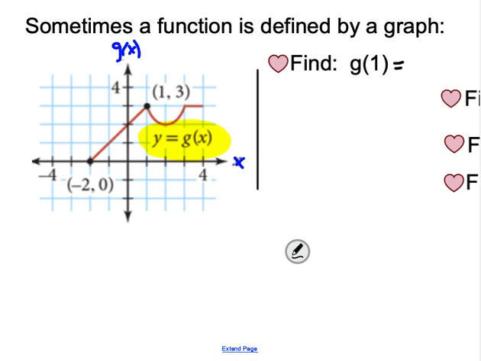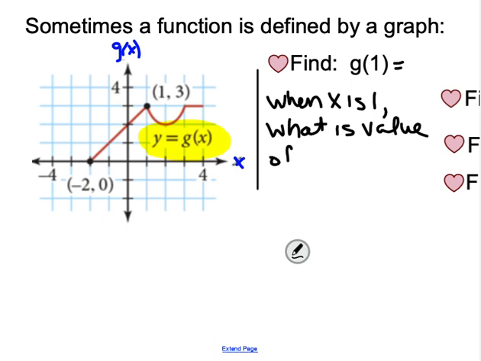And what it's asking you is, when x is 1, what is the value of y? That is how you would think of that. So I would say, all right, well, I'm going to go look over on my graph. When x is 1, 2, 3, 4, what's happening in my graph? Well, it's right up here. So when x is 1, it looks like g of x, my y value, is 3. So 3 would be my answer.